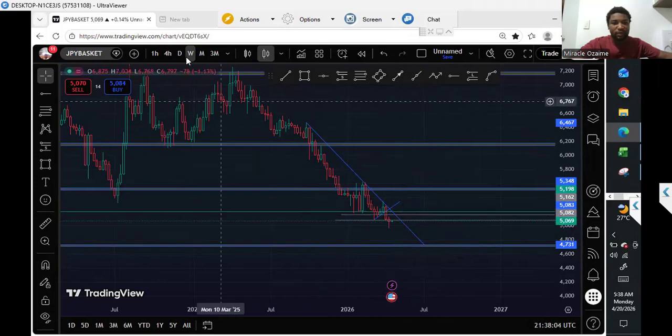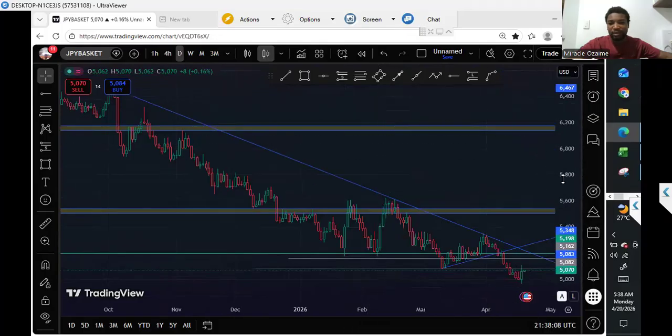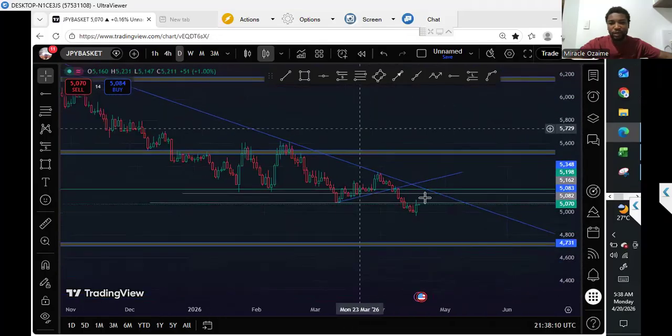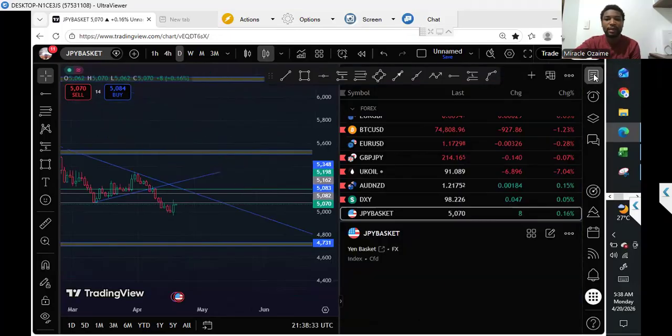Maybe we're going to have a retest. And when we come to daily, maybe the market will come back up to retest around this region, then for a continuation to the downside. So the JPY basket is still looking bearish to me. So that's why all the JPY pairs are going to be looking bullish. Euro JPY is going to be bullish. GBP JPY is going to be bullish as well. So that's my thought on the JPY basket.